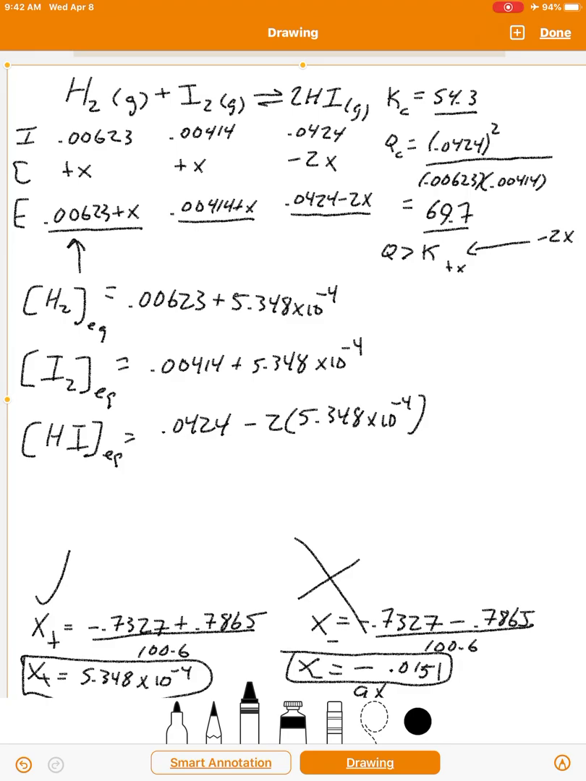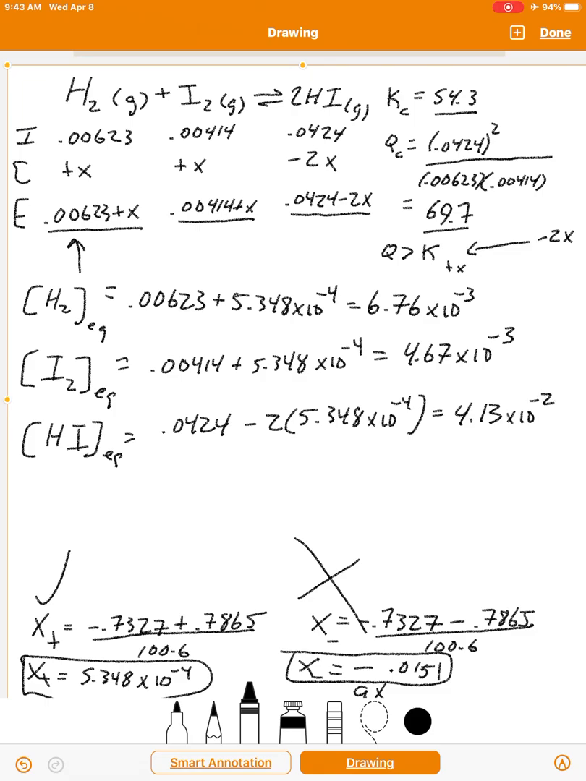Okay? Now, if we go through those calculations, the result that you end up with is for the H2, you get 6.76 times 10 to the minus 3. For the I2, you get 4.67 times 10 to the minus 3. And for the HI, you get 4.13 times 10 to the minus 2.